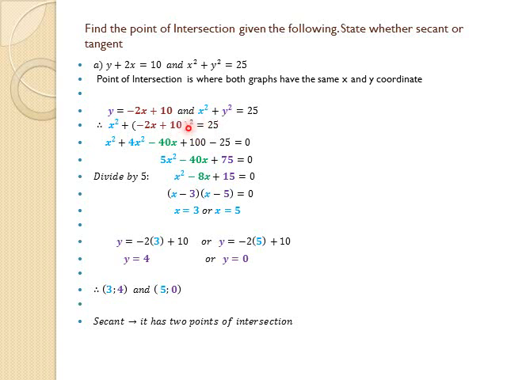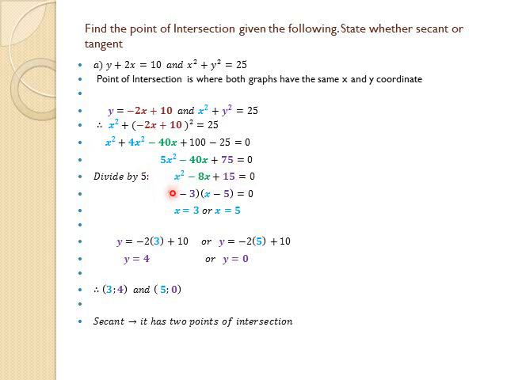If I take 25 across the equal sign, becomes negative 25. x squared plus 4x squared gives me 5x squared minus 40x. 100 minus 25 would give me 75. Divide right through by 5. So 5 divided by 5, 1. Negative 40 divided by 5, negative 8. 75 divided by 5 would give me 15.